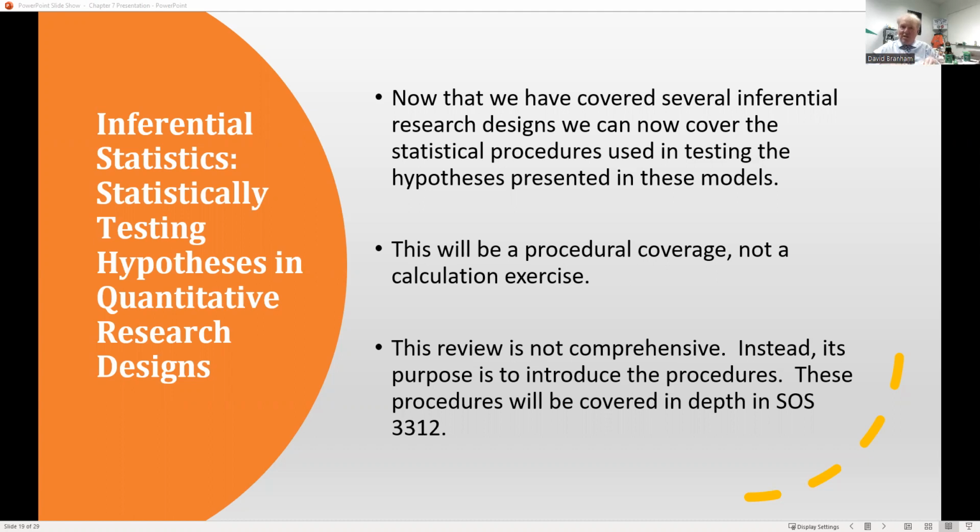So this will not be a calculation exercise, and it will not be a comprehensive review. We're not going to spend a whole lot of time on it. Instead, its purpose is just to introduce you to the procedures, and they'll be covered in depth in SOS 3312. But in this introduction, you can have something of an understanding of what is done, so that when you write your paper, you'll have more ability to write it in a comprehensive and intelligent manner.